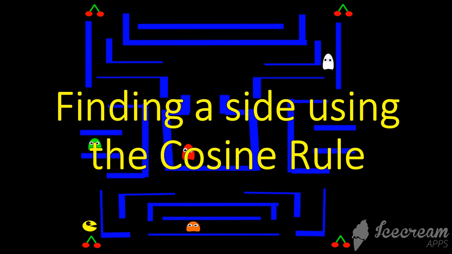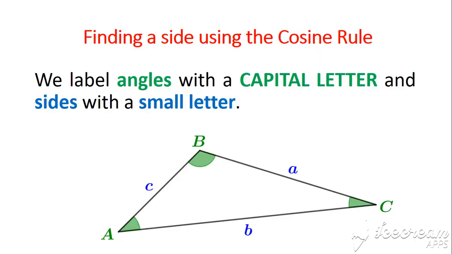In this video we're going to talk about how to find the length of a side using the cosine rule. Remember, we label angles with a capital letter and sides with a small letter. And remember that angle A is opposite length A, angle B is opposite length B, and angle C is opposite length C.